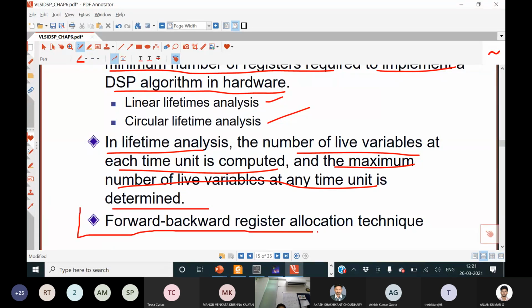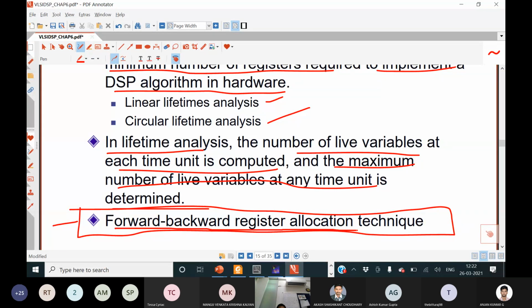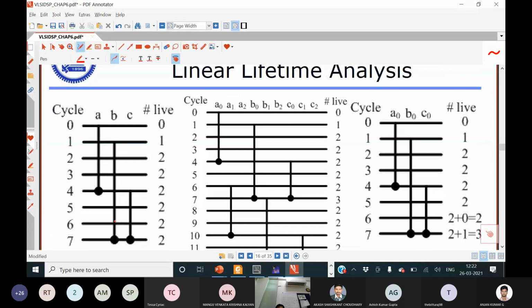And in order to go for register minimization, there is one very beautiful technique available, forward backward register allocation. We will see how you can manage it. Now you need to assign these 4 registers. As I said, for the 1 to 10 clock cycles, at the third clock cycle you require 4 registers, which is the maximum value. Now how do you manage these 4 registers for the different clock cycles? For that this particular technique is there, so you can use these 4 registers for all the clock cycles with forward backward register allocation.